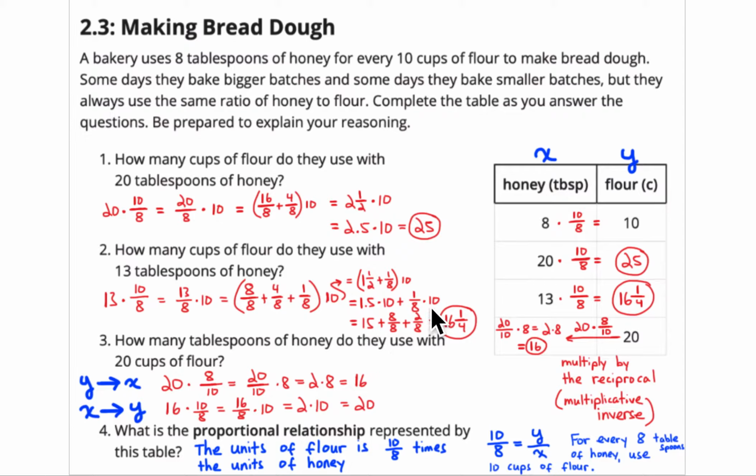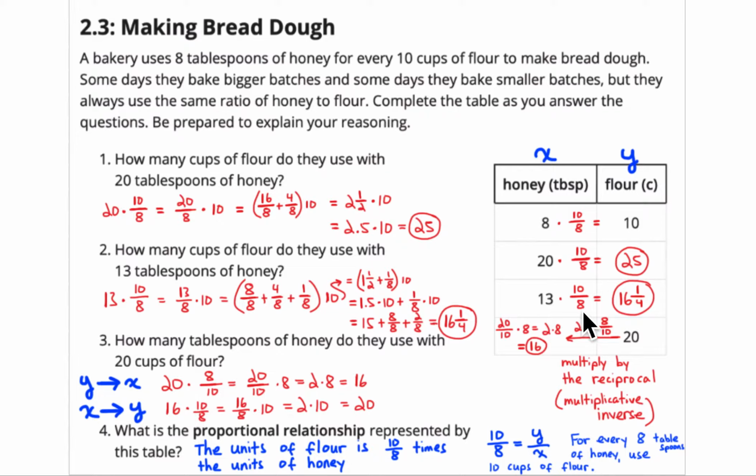Plus 10/8 is the same as 8/8 plus 2/8. I know it gets hard to say, but if you just write it out and think about it, you can see where this is now 16 1/4. 8/8 is 1. 2/8 is 1/4. So this is 15 plus 1 plus 1/4.